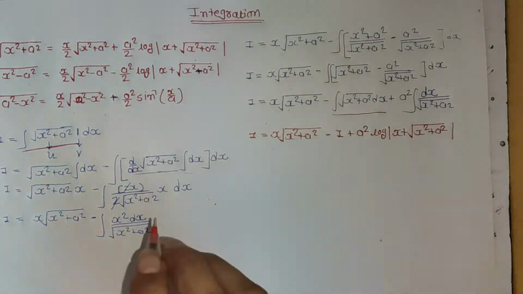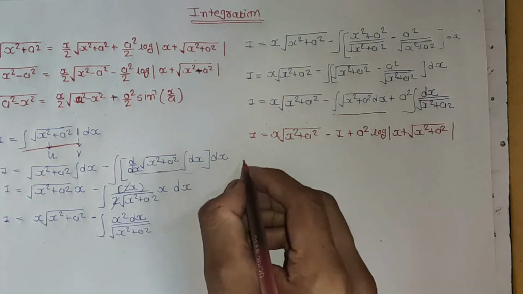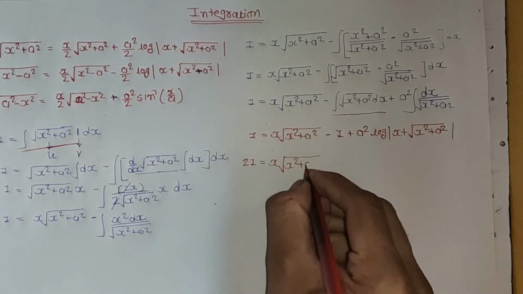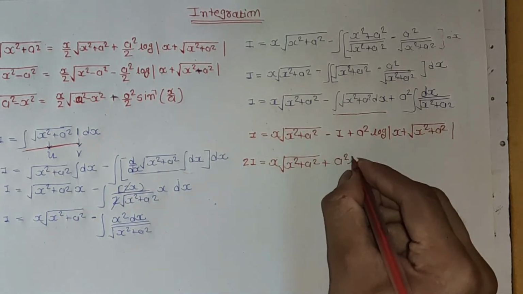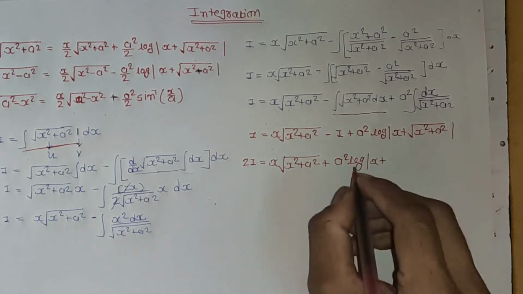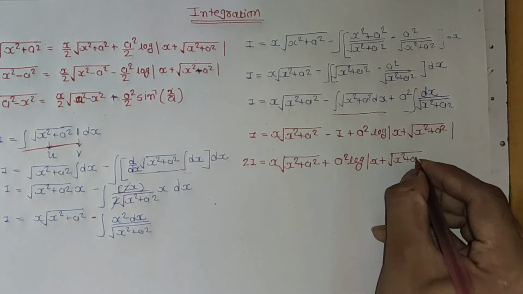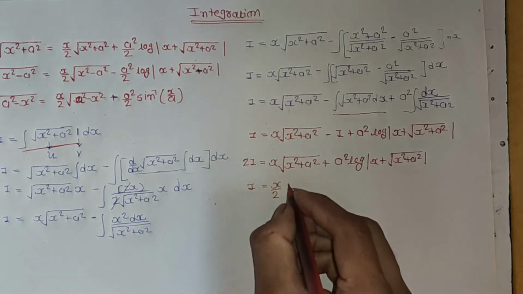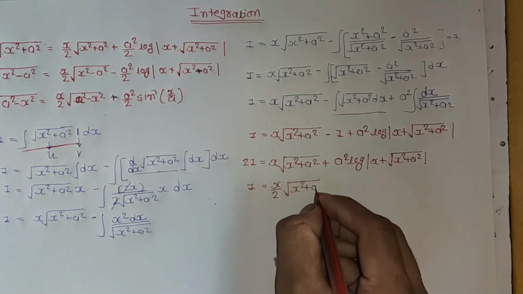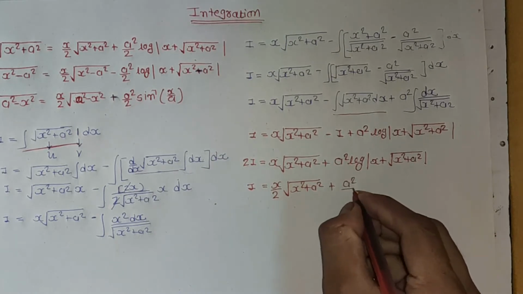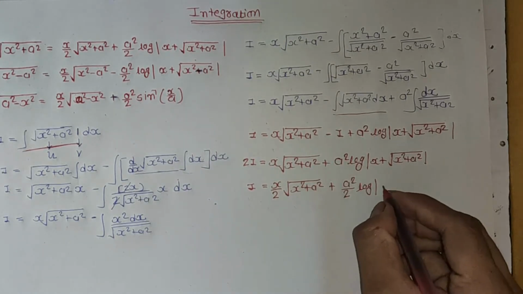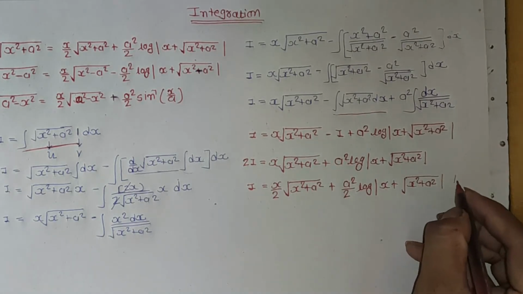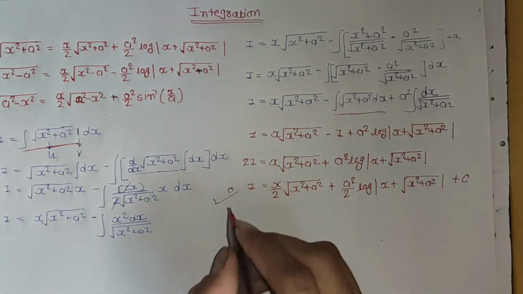Now I will bring it to the left side. Then 2I equals x square root x square plus a square plus a square log mod x plus square root x square plus a square. Now we have I equals x by 2 times square root x square plus a square, plus a square by 2 log mod x plus square root x square plus a square, and put some constant c. Okay, that is the formula we had to derive.